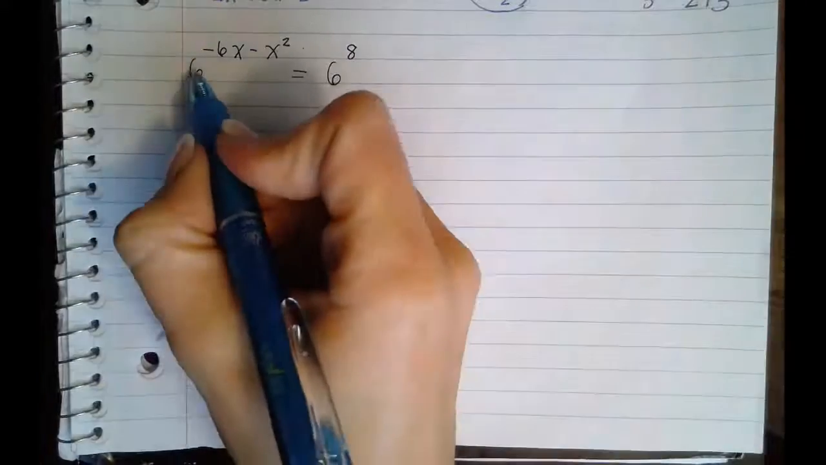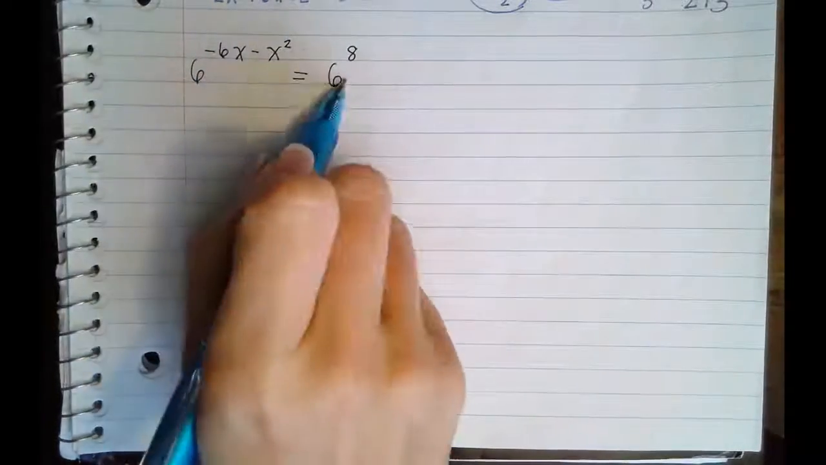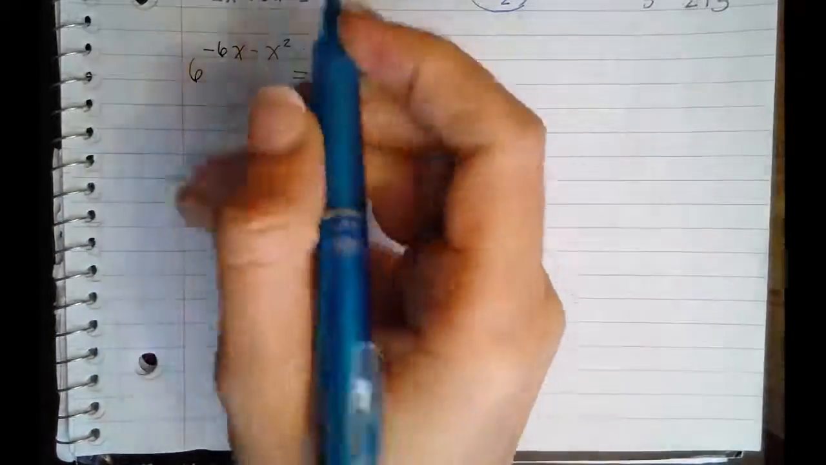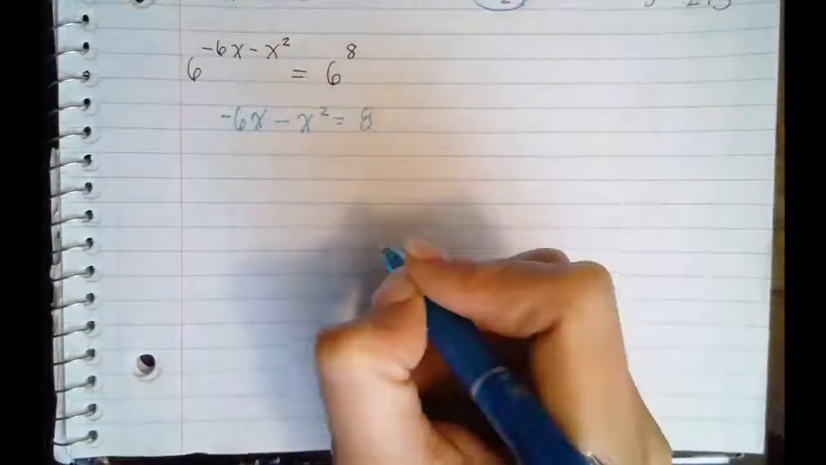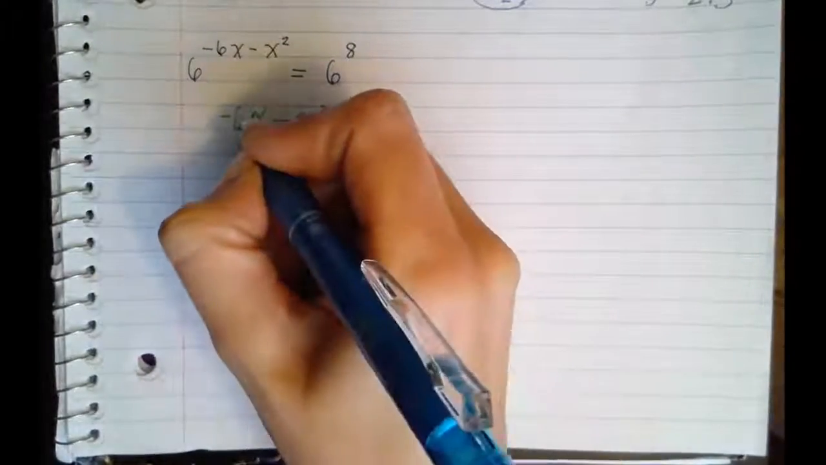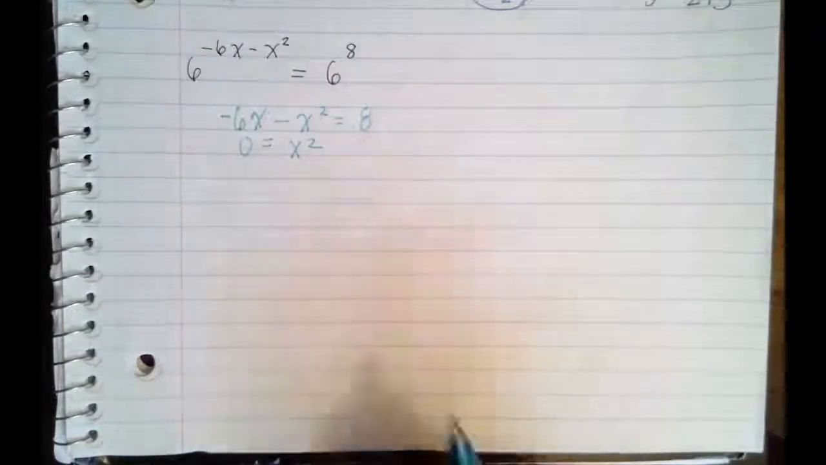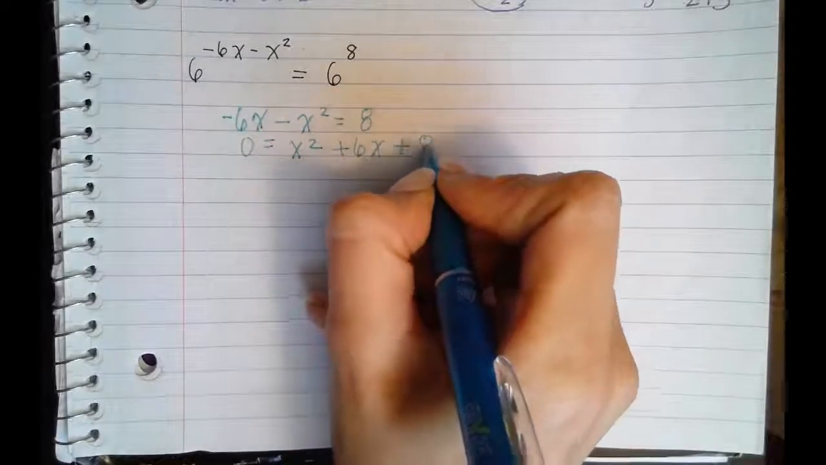For this one, it's quite simple because it's already set up to have 6 on each side as the base only one time. So we're already ready to set the exponents equal to one another using the one-to-one property. So negative 6x minus x squared must be equal to 8. Polynomial, I'm going to get it equal to 0. I'm going to bring everything to the right side so I have a positive x squared to work with. So it's x squared plus 6x, and the 8 was already there, so it's positive.